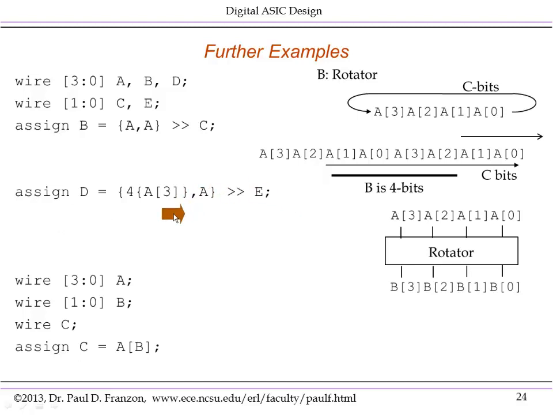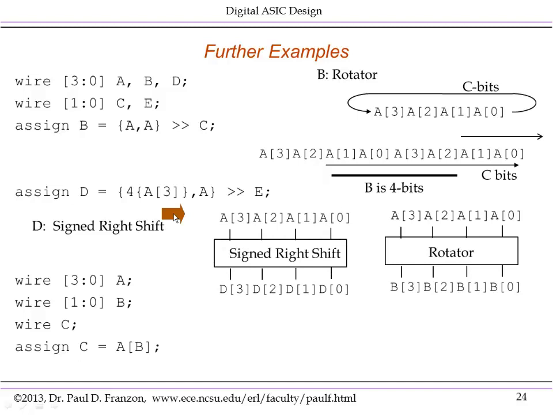D, let's look at what we're doing here. We're building 4 copies of A, concatenating that with itself and shifting that right E bits. E is only 2 bits wide, so only shifting to the right 4 bits. Well, this is building a signed right shift. That is, in a very similar way to the rotator, by putting 4 copies of the sign bit to the left of A, any shift will preserve the sign bit and furthermore sign bit fill the vector that's been shifted. So the general structure is a signed right shift unit.